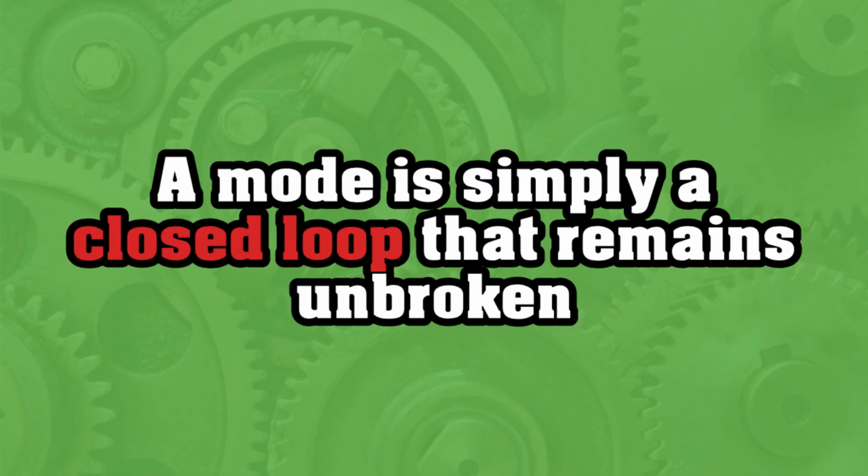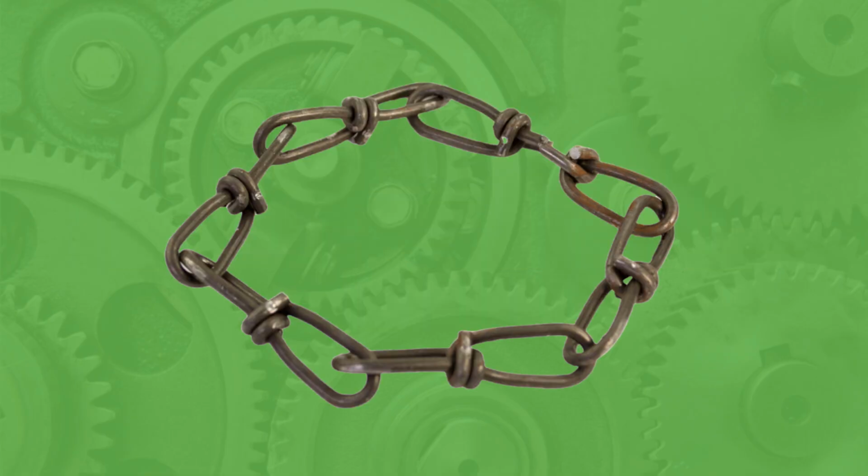A mode is simply a closed loop that remains unbroken. Think of a chain. It doesn't matter which link you start on. It doesn't matter which link you call home. The chain remains unbroken. You could call this link right here home, or this link, or this link. It doesn't matter which link you call home. The chain remains intact. All of the links stay connected to each other in the exact order that you see them in. It's just which one you're defining as home, or which one you're defining as one.